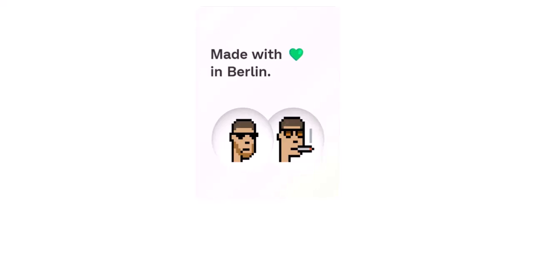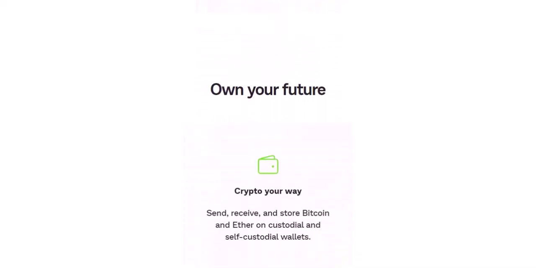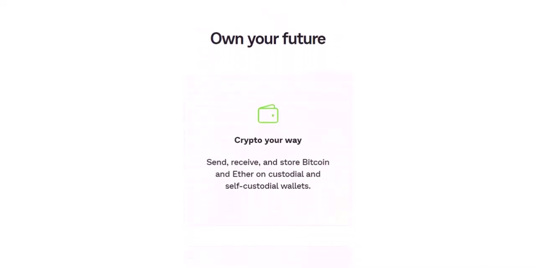DCA is a strategy for the long game. It's about building a solid foundation for your crypto portfolio, piece by piece, regardless of the short-term ups and downs. So, set it and forget it. That's how you use dollar cost averaging on Bitwala.